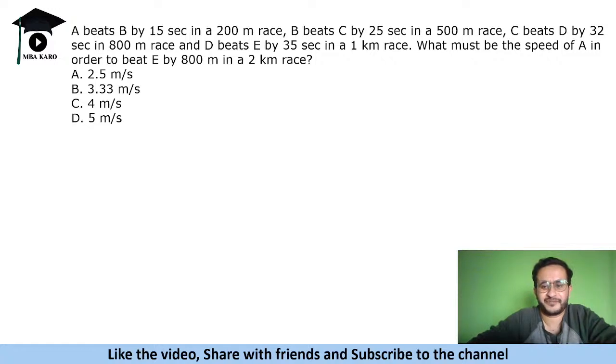Assume, in these time, speed, distance questions, one thing that one must assume is their speeds are always constant. So these are five people. We knew the relation between A and B, B and C, C and D, D and E. So we need to find the relation between A and E. So assume their speeds are constant.